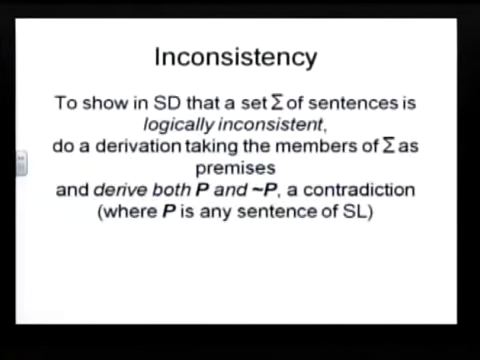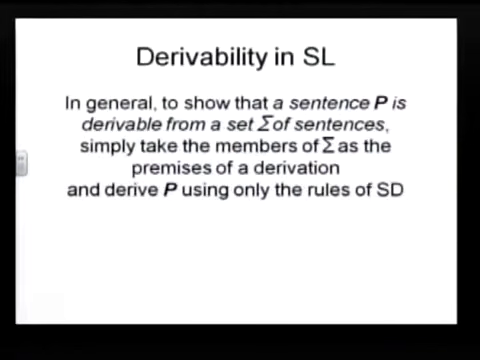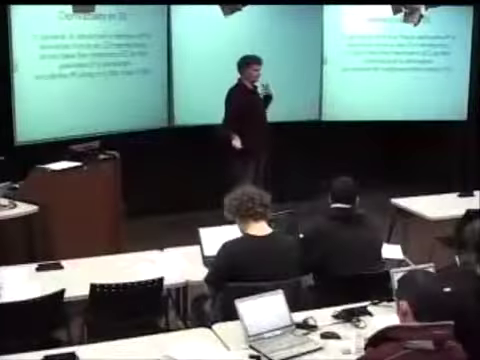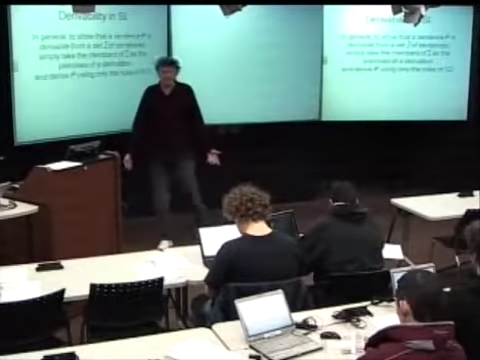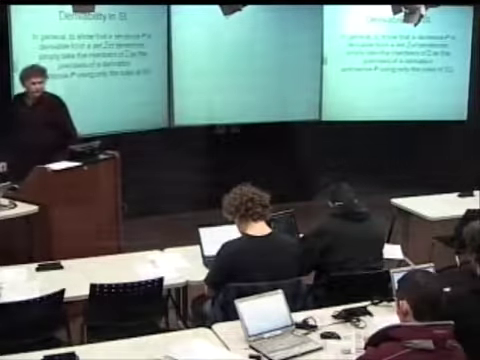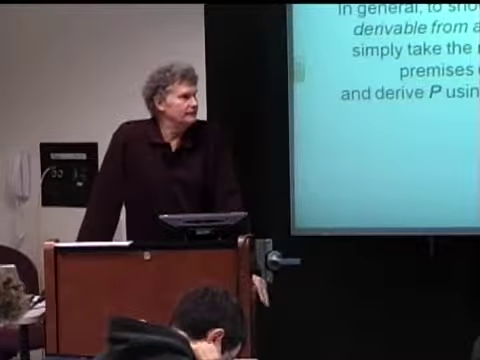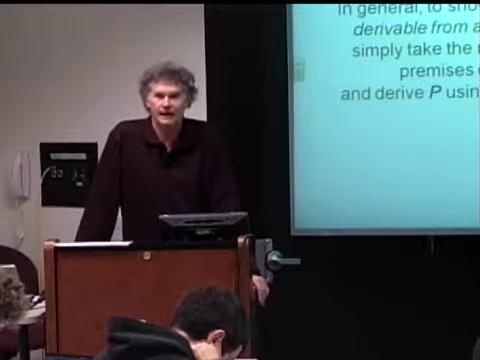Once again, to show that the set of sentences is inconsistent, show that they lead to a contradiction. Any contradiction at all. Wait. There is one more. This is the general one. It summarizes all of the others in a way, but it says that in general, to show that some sentence is derivable from any set of sentences, to say that they're derivable just means that you can use our rules to derive the sentence from that set.